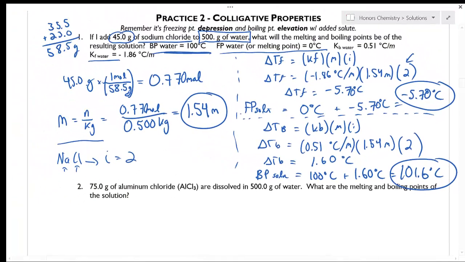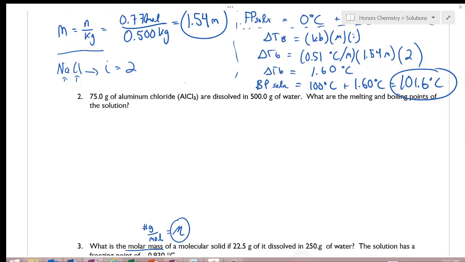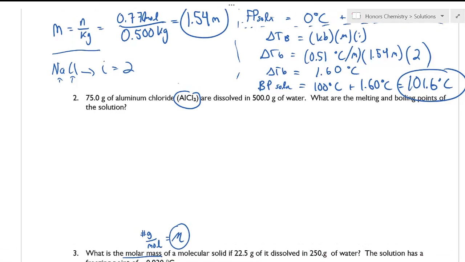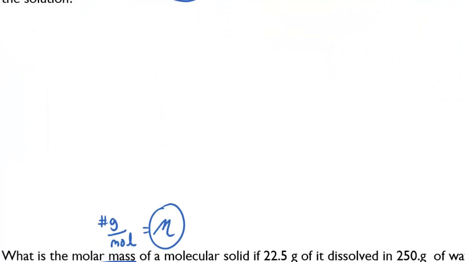Now as you go through this, the first ones are kind of straightforward. I'll give you a couple hints on here. AlCl3, when I think for what my i is, I see that that's going to break into 4 pieces, an Al plus 3 and 3 Cl minus 1s. So keep that in mind.